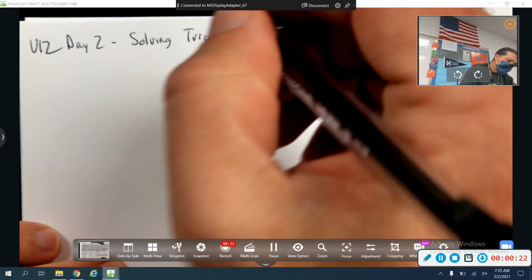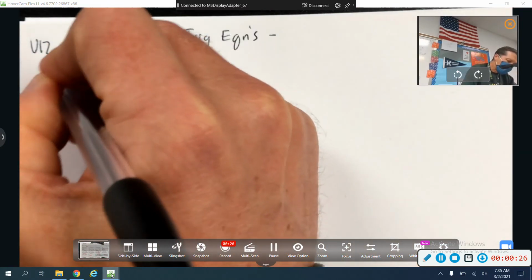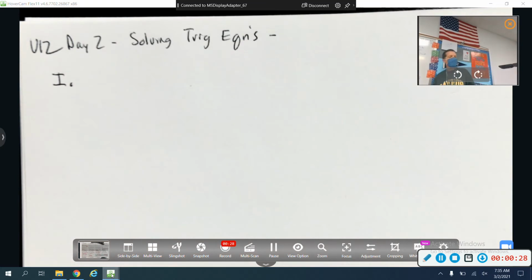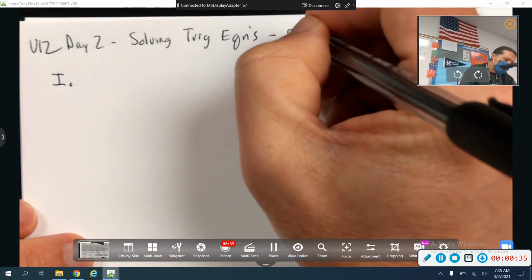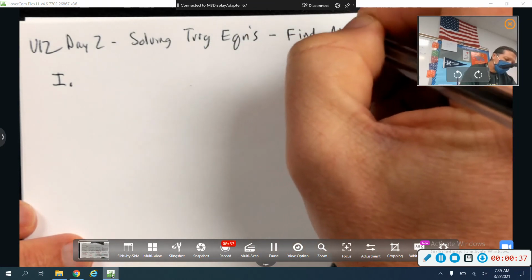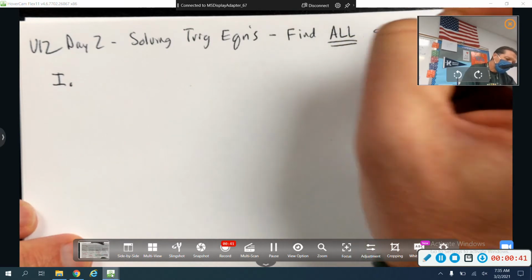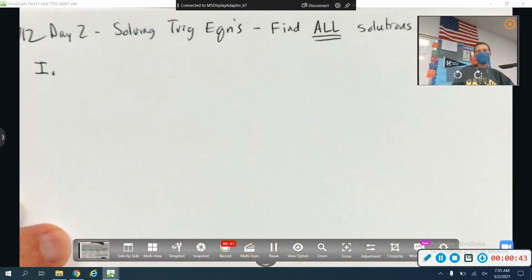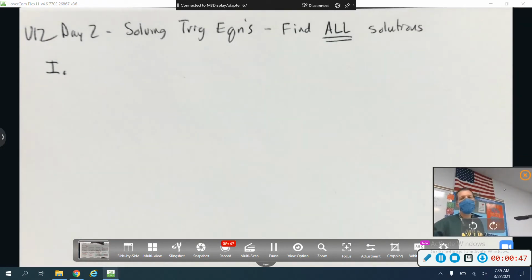Today we're going to, let's just go 2 Roman numerals. One without calculator and one with calculator. I guess a big difference today is that we're going to find all solutions, not just solutions between 0 and 2 pi. So we'll see how that looks in a minute. And that's kind of the key to today, is making sure we get all of them.